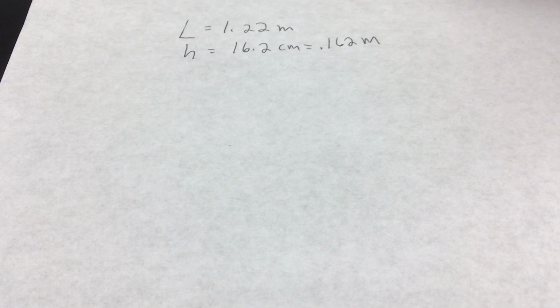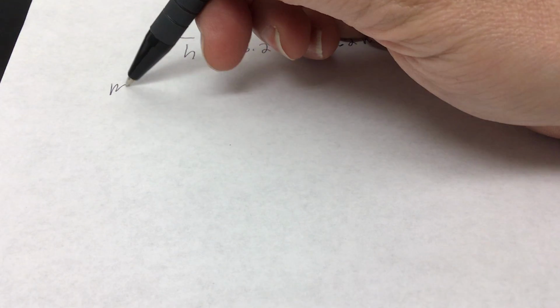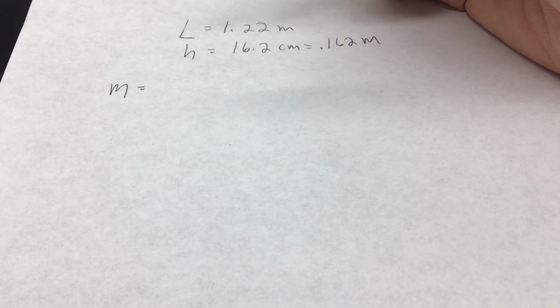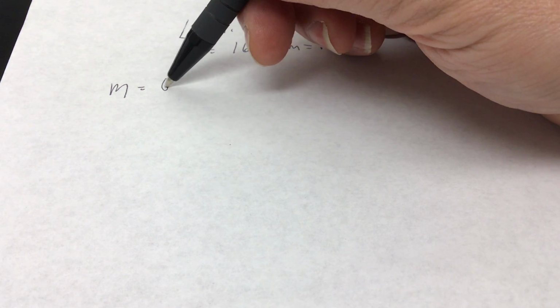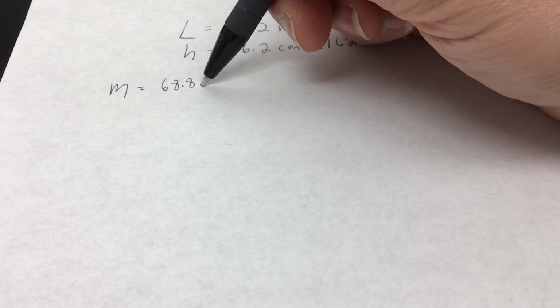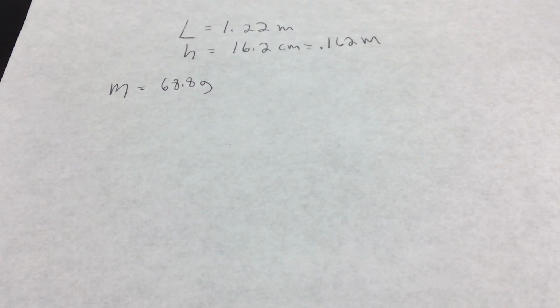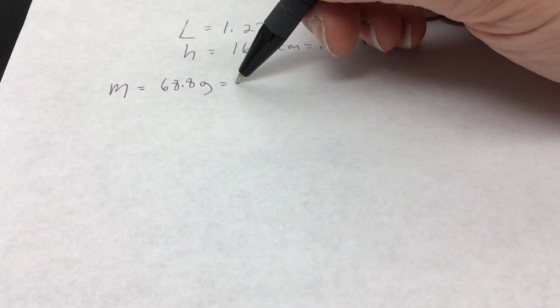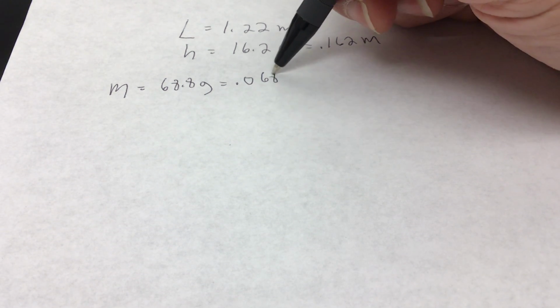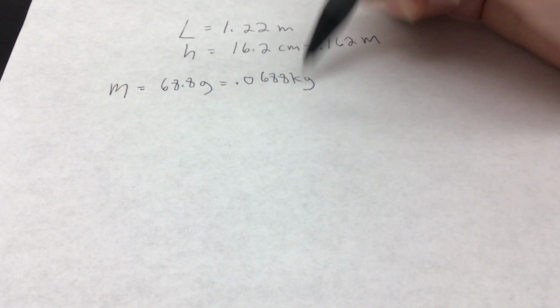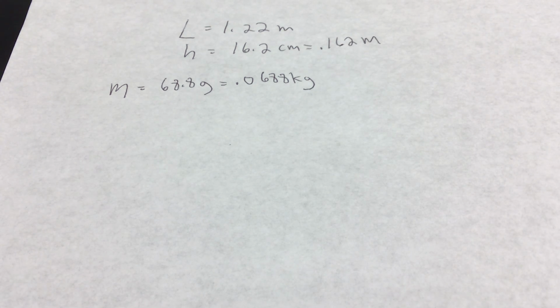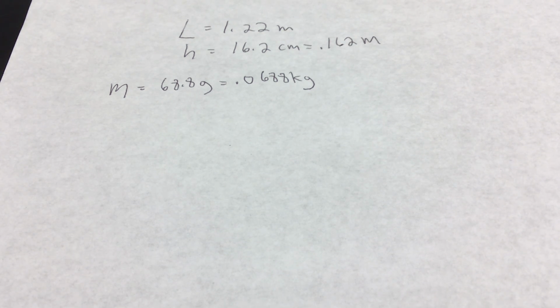I also know that the mass that was required to hold it up was the mass hanger plus 20 grams. It ended up being 68.8 grams altogether. I just massed it. So this was the mass on the end of the string that was required to hold it up, and then of course that's 0.0688 kilograms. Now these are the numbers that we know. We're going to find a theoretical acceleration and an experimental acceleration.